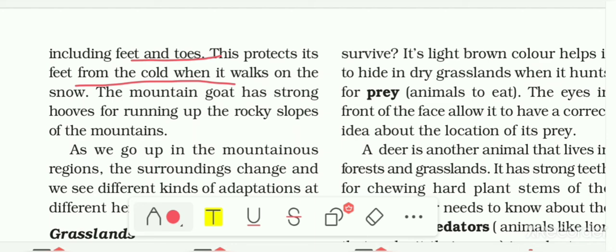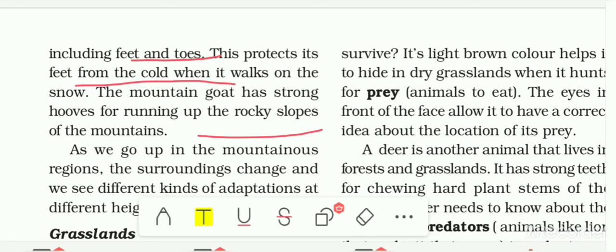The mountain goat is another animal. The mountain goat has strong hooves. Hooves means the horny part on the foot. They have strong hooves for running up the rocky slopes of the mountains. Mountains have these slopes, so to walk or run on these rocky slopes, the mountain goat has hooves.